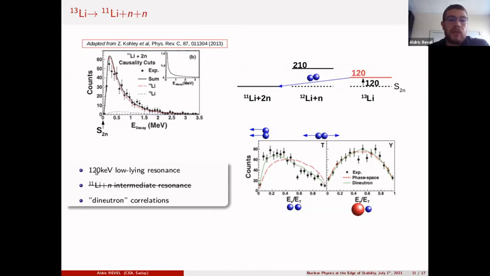And this resonance at 120 keV, which is very, very low energy, has been studied by Collier and collaborators from the MoNA collaboration. They found some signal consistent with a dineutron configuration as opposed to a cigar-like configuration, which is very similar to what Belen just showed for beryllium-16.